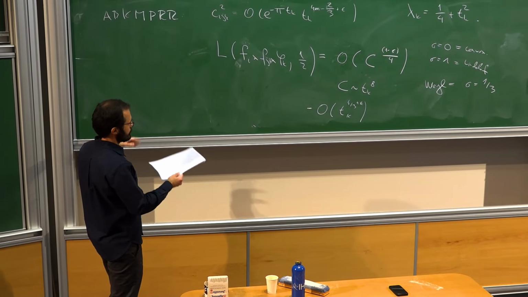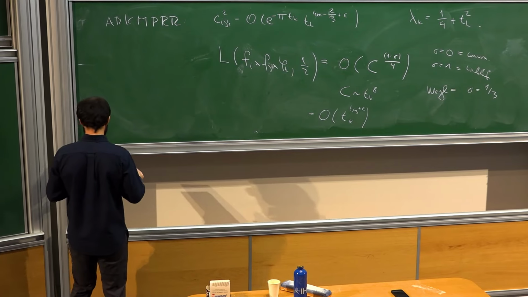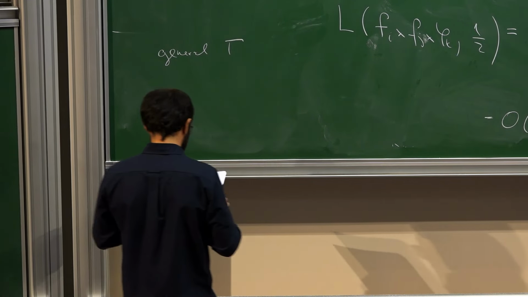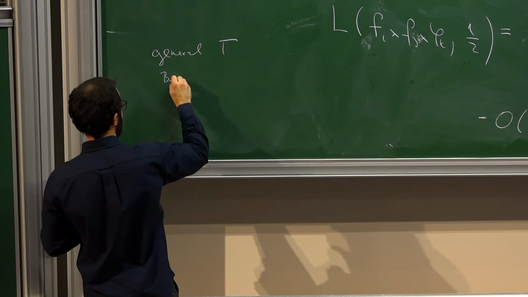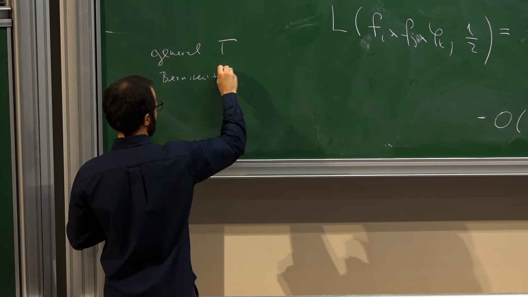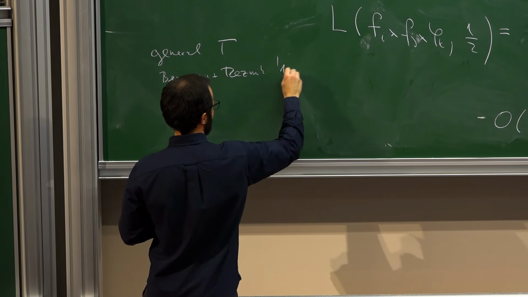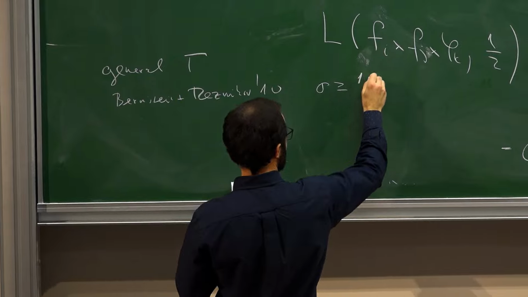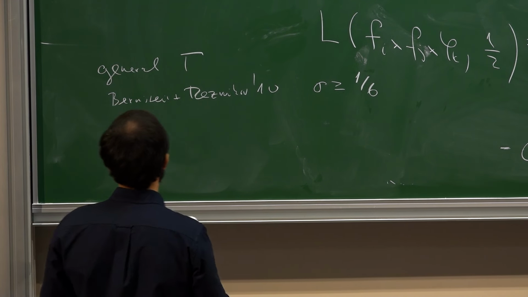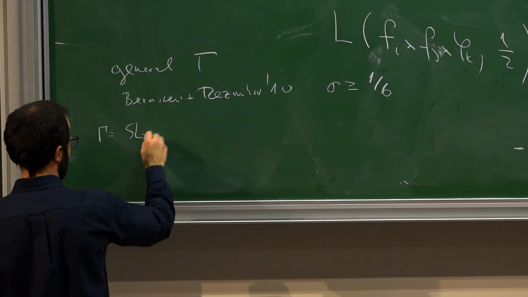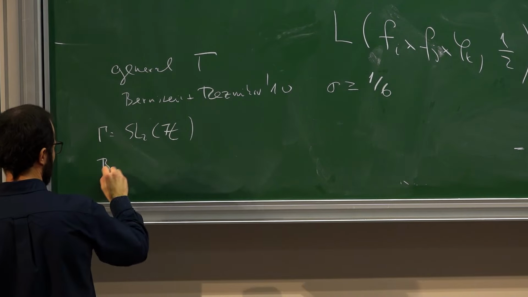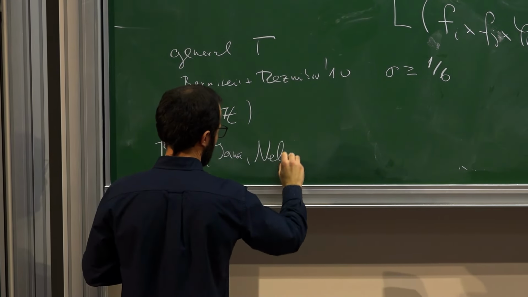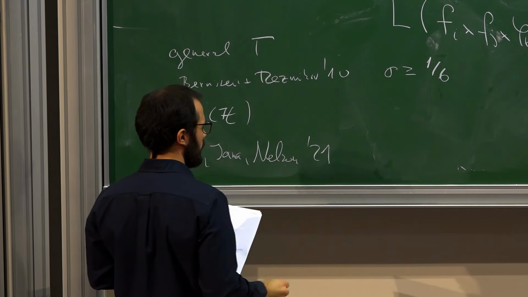So what was known before our paper? For the setting of general gamma, Bernstein–Reznikov in 2010 proved that sigma is at least 1/6, so that's halfway towards Weil. And then for gamma equal to SL2(Z), a result of Blomer, Jana, and Nelson from a few years ago gives the Weil bound, so sigma is 1/3.